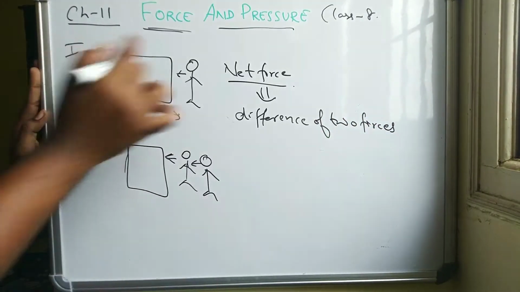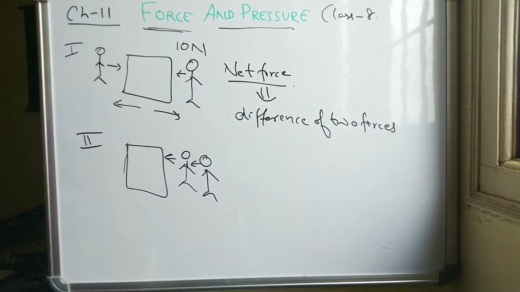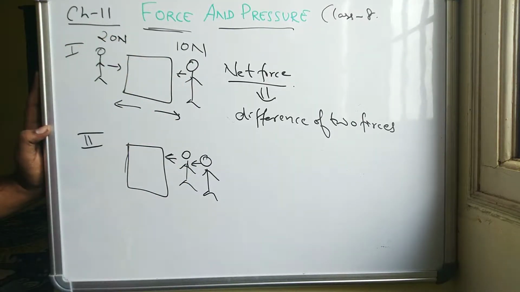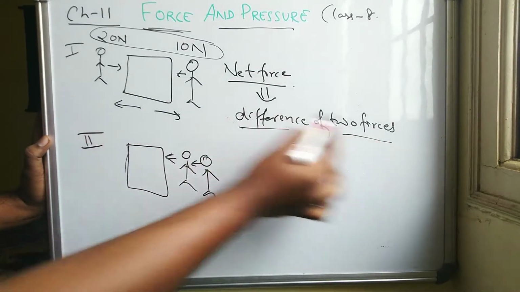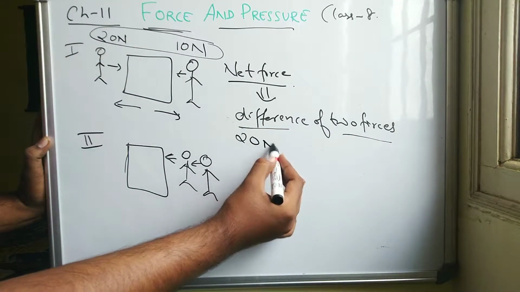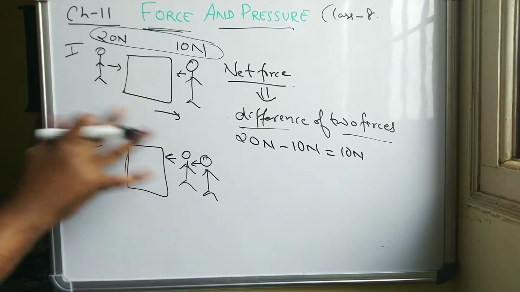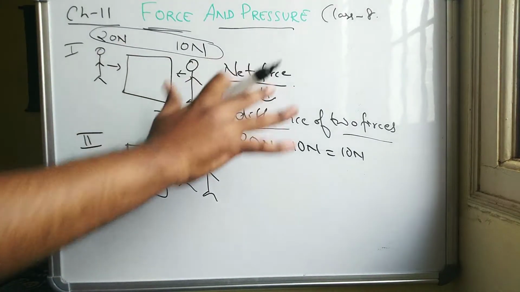Suppose he is applying 10 Newton force. Newton is nothing but the unit of force. 10 Newton is applied from this side, and from this side 20 Newton is applied. Now where will the box or the wooden block move? Towards the right. Why? Because the net force will be the difference of the two forces, that means the higher one minus the lower one. That is another 10 Newton. So the wooden block will move towards the right with the force of 10 Newton. That is the main concept of net force.